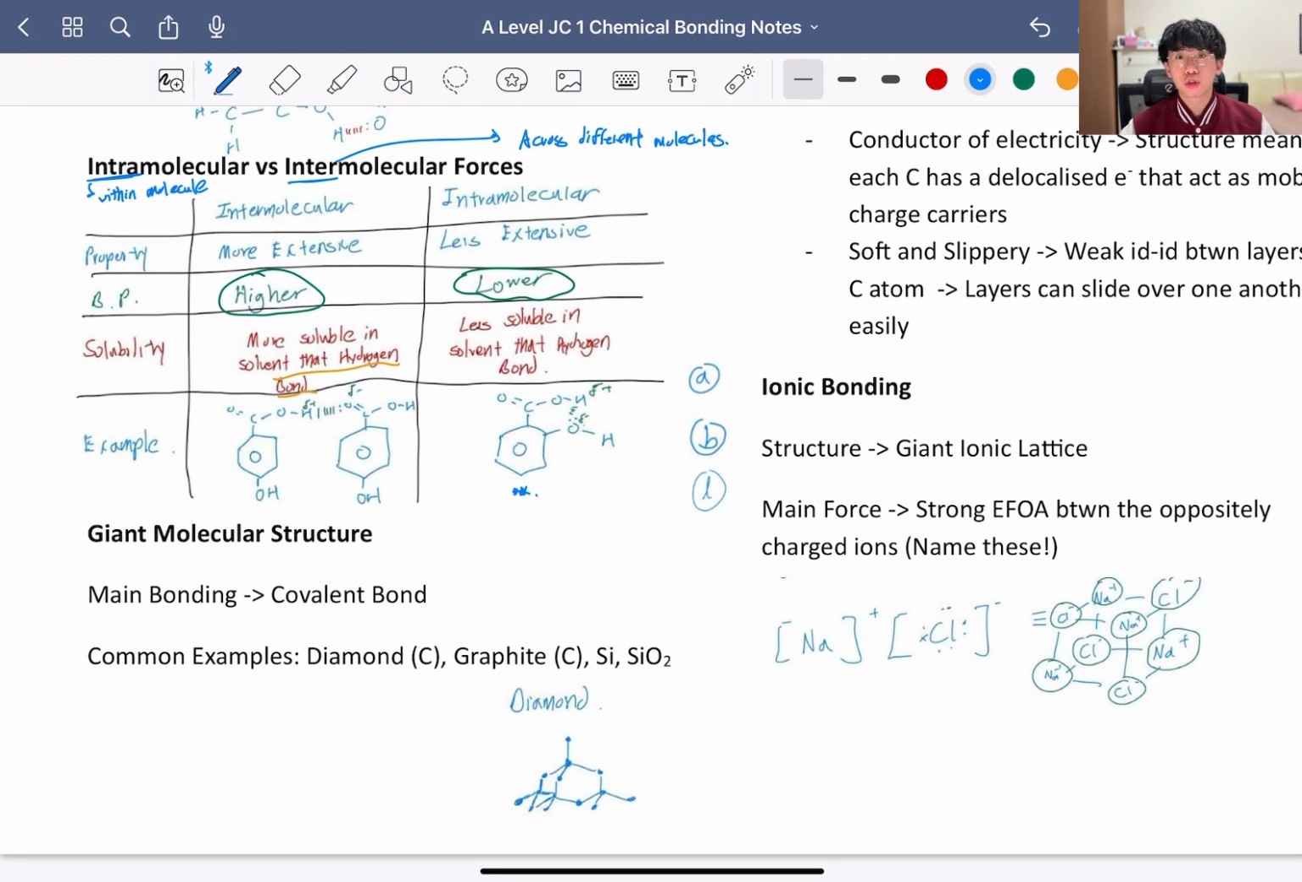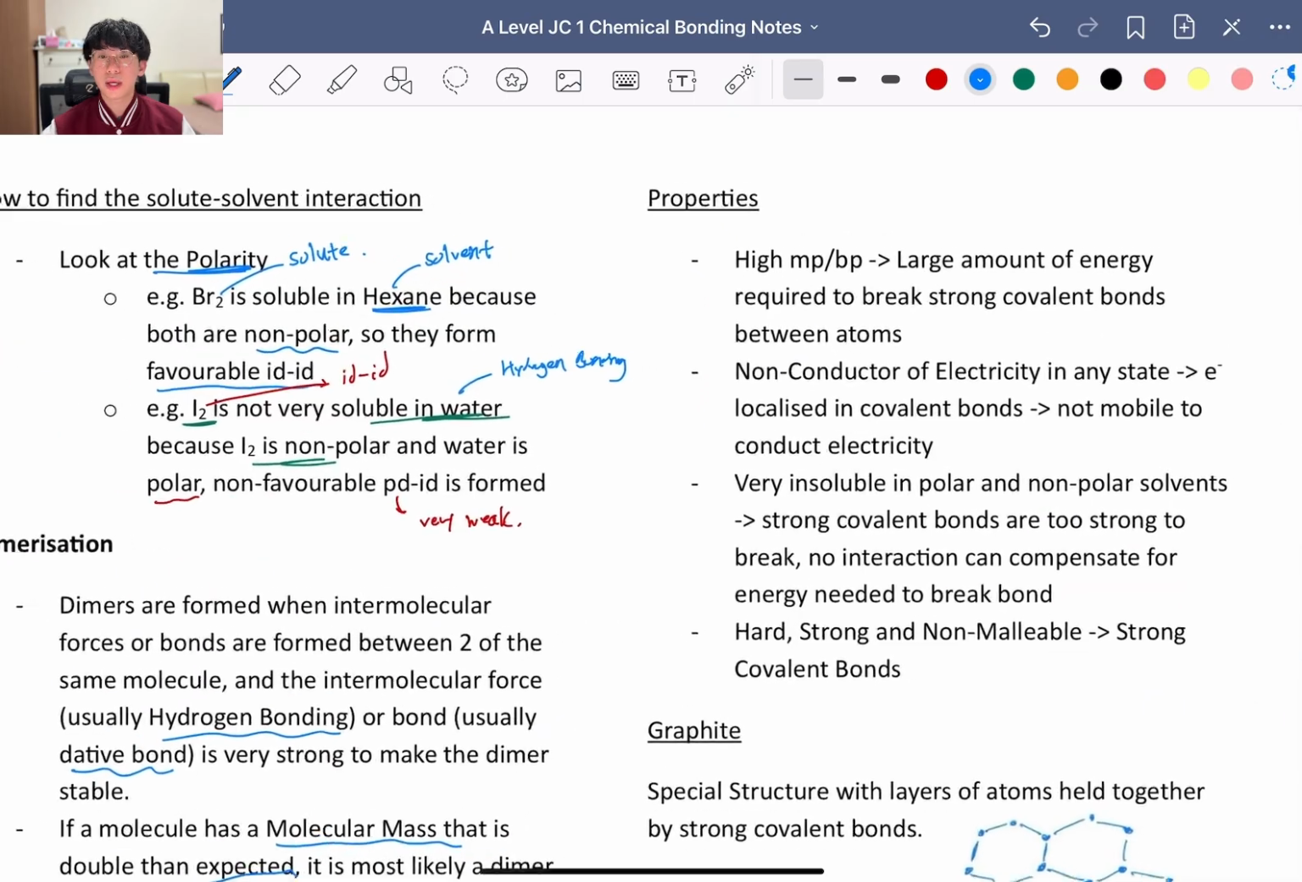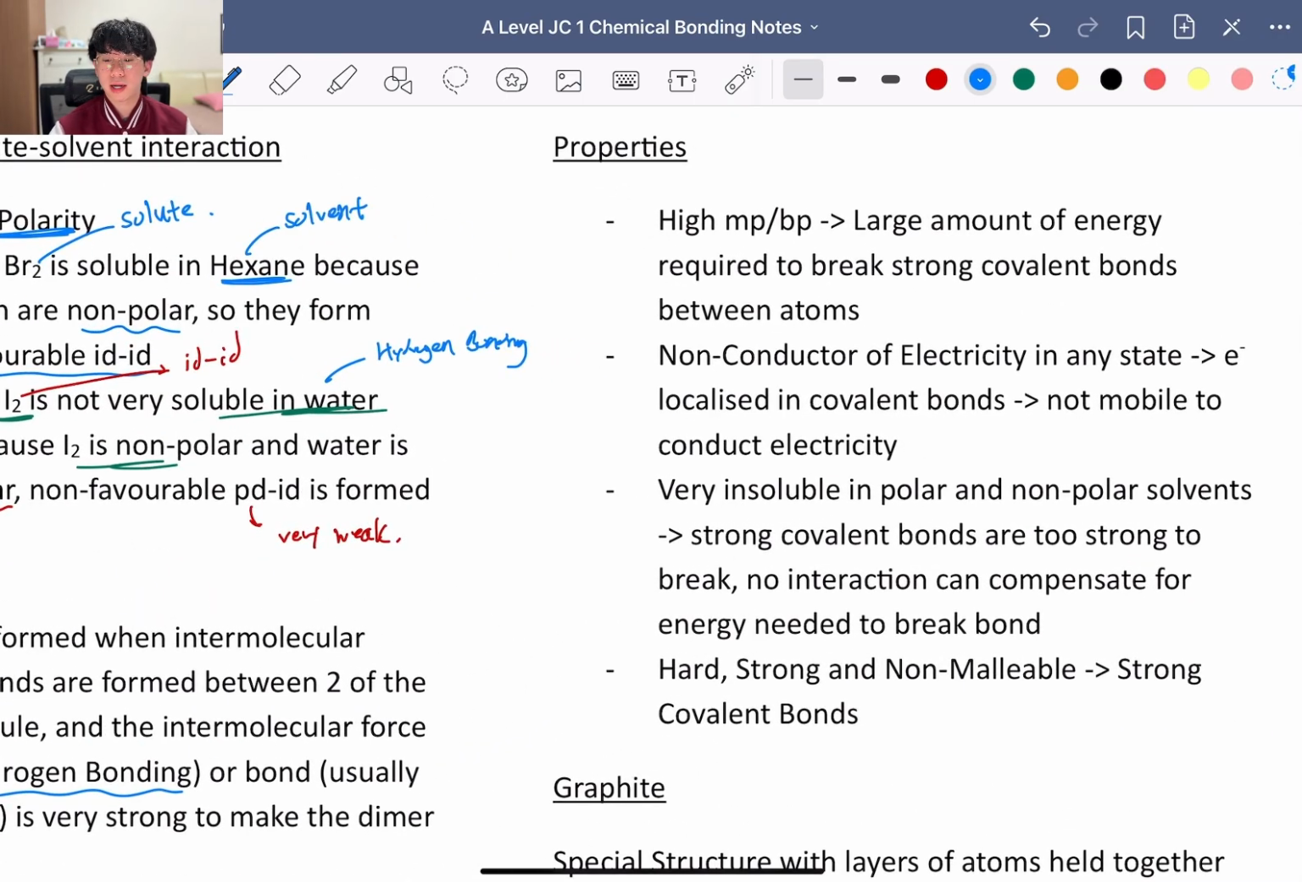Next up, we're moving on to giant molecular structures. Finally, away from simple molecular structures. So giant molecular structures, some examples are your diamond, your graphite, your silicon dioxide, and actually there's also boron nitride, for example. So diamond tends to have this structure over here. We know that the main bond is the strong covalent bonds, and we know that covalent bonds are very strong. You need a lot of energy, so they tend to have high melting point and boiling point.